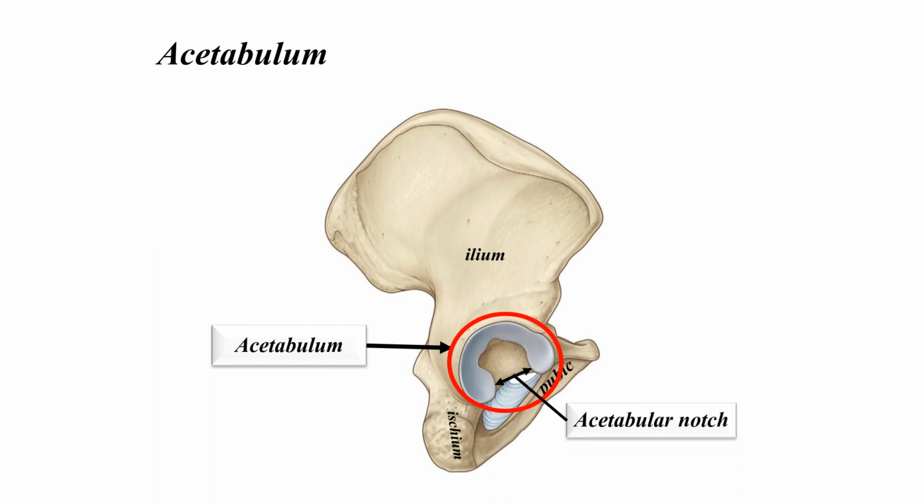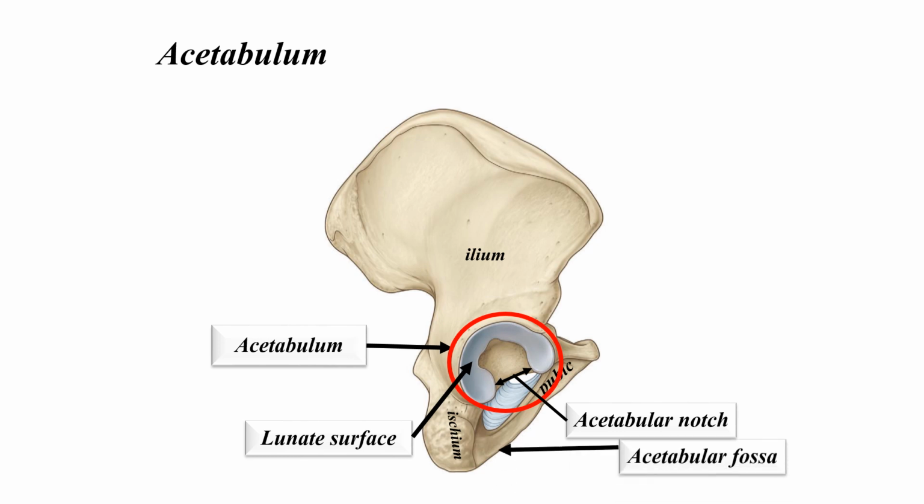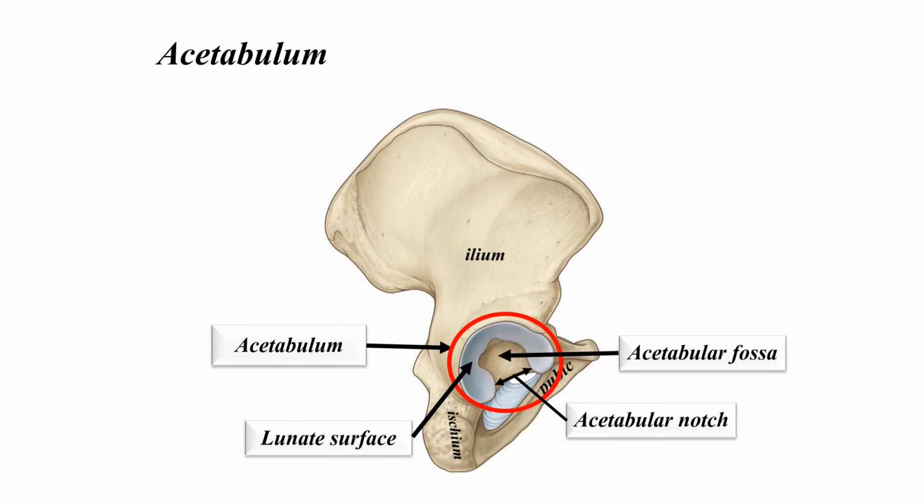This is the inferior margin of the acetabulum, in which there is a deficiency. We call it the acetabular notch. This notch is bridged by the transverse acetabular ligament. There is a smooth articular surface in the acetabulum. We call it the lunate surface. This surface articulates with the head of the femur. It is lined by hyaline cartilage. Also, there is a rough non-articular surface. We call it the acetabular fossa.